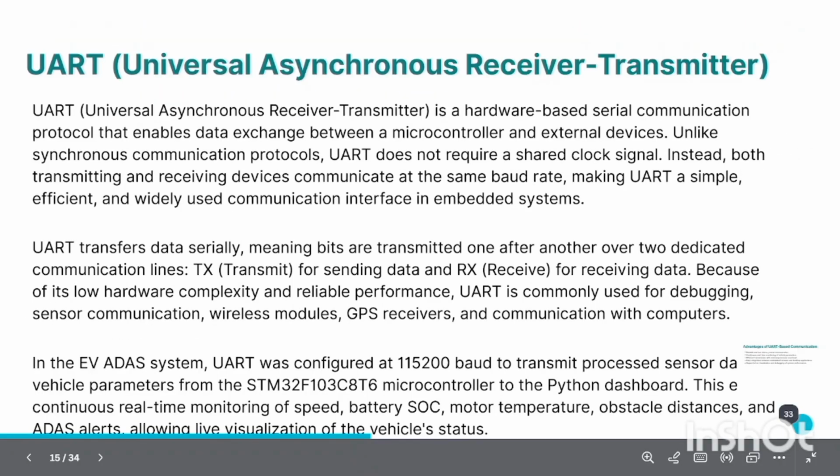UART serial communication. Data telemetry relies on the Universal Asynchronous Receiver Transmitter protocol. Because UART is asynchronous, it removes the hardware overhead of a shared clock line. Configured at a baud rate of 115,200, it streams packaged metrics directly out of the microcontroller's TX pin to the dashboard interface.